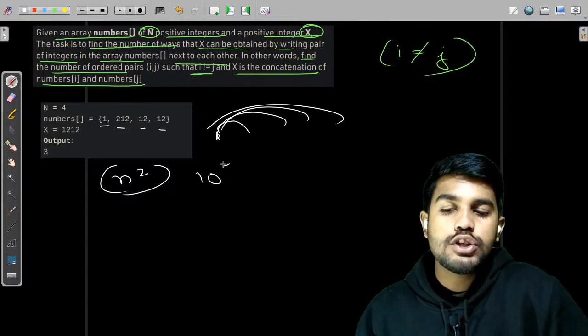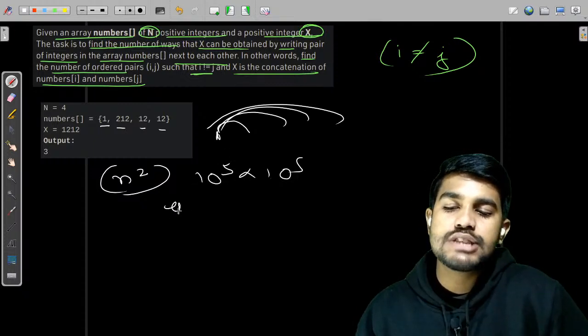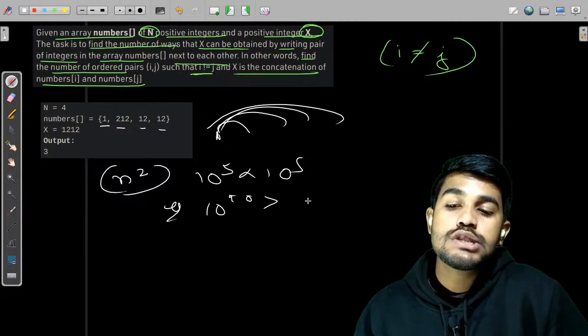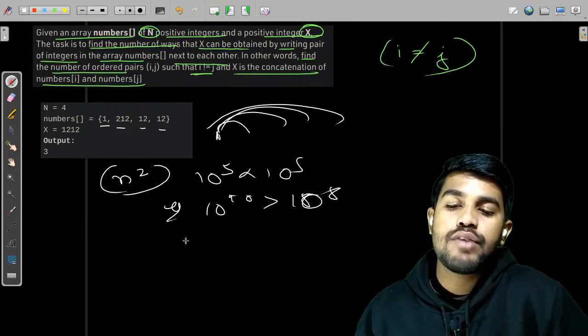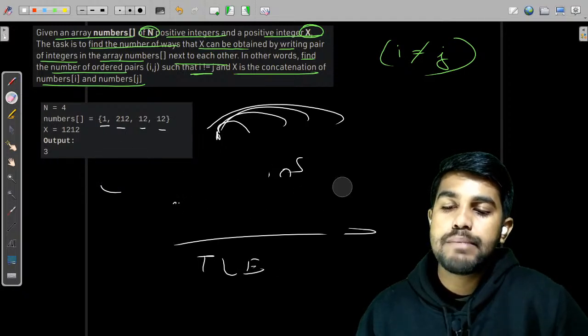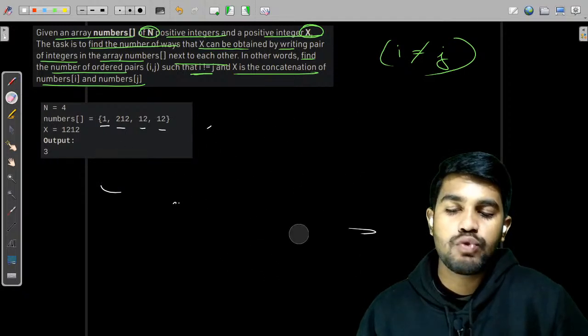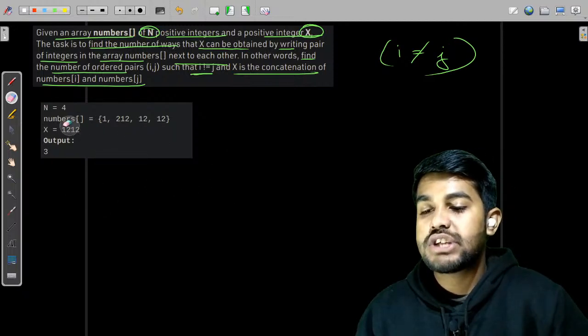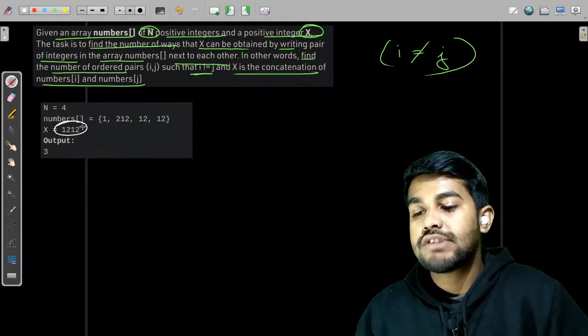Okay, so 10 to the power 5 into 10 to the power 5 is equal to 10 to the power 10, which is much greater than 10 to the power 8. So we would definitely get a TLE even before implementation. We know that yes, this approach won't work. Now the next approach is to take advantage of the value of x.